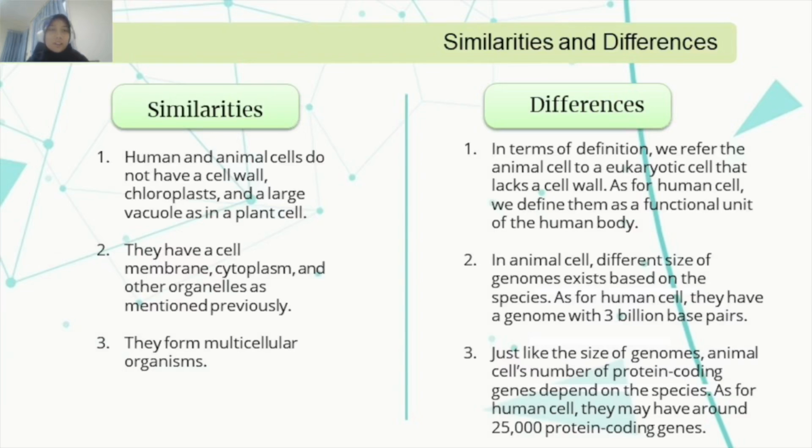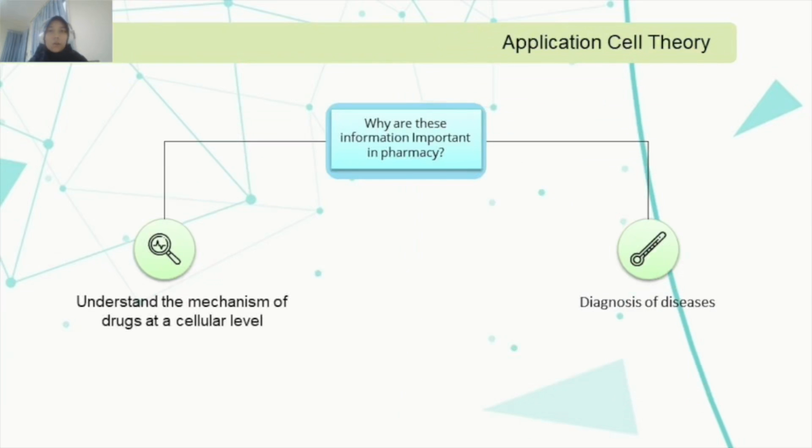Moving on to the application of cell theory. Why is it important for us to know the different organelles and the functions of the organelles, as well as the similarities and differences of the human and animal cell? In pharmacy specifically, you may ask. Well, there are many reasons as to why it is important, but the two main reasons that I would like to point out are, first, to understand the mechanism of drugs at a cellular level.